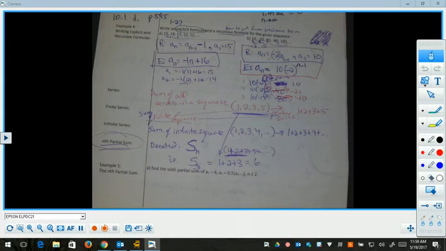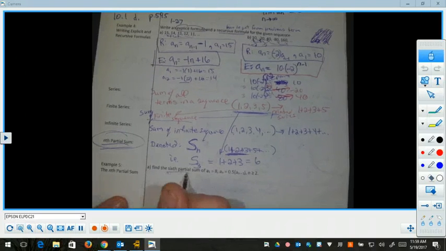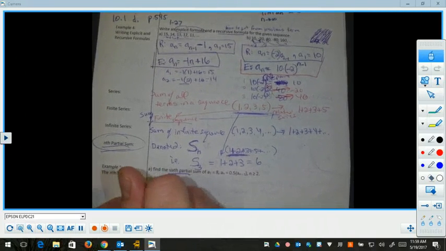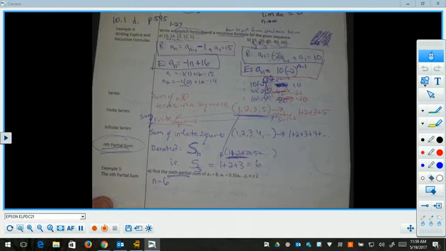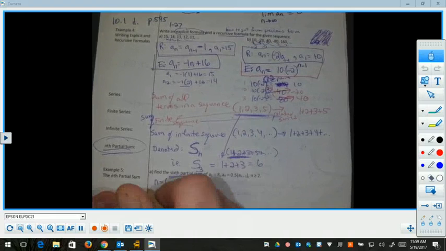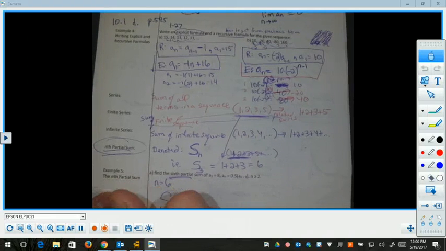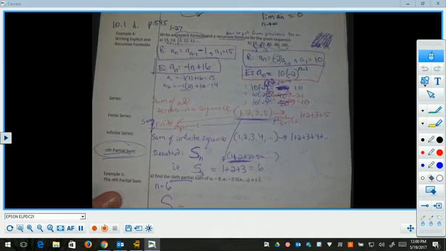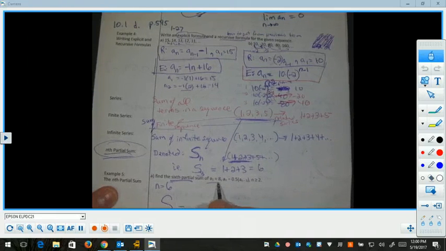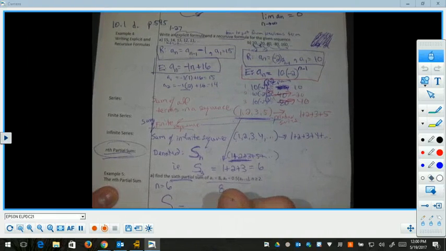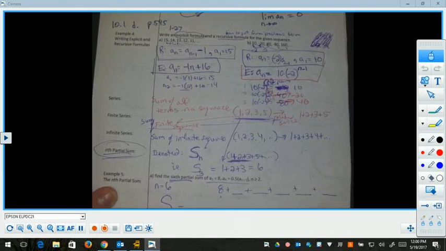So an example of this, in example 5, finding the nth partial sum, the sixth partial sum, so we need the position n to be 6. So what I'm basically going to say is S sub 6 equals, but I've got to find all of them, because this is a recursive rule. A sub 1 is 8, and so that's our first term, so that's position 1. We need to get positions 2, 3, 4, 5, and 6 before we can actually add these.